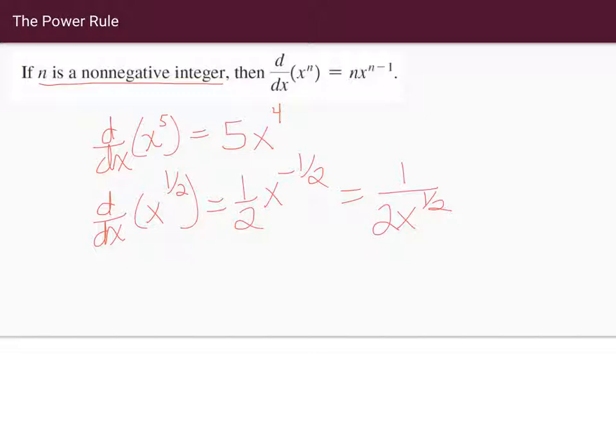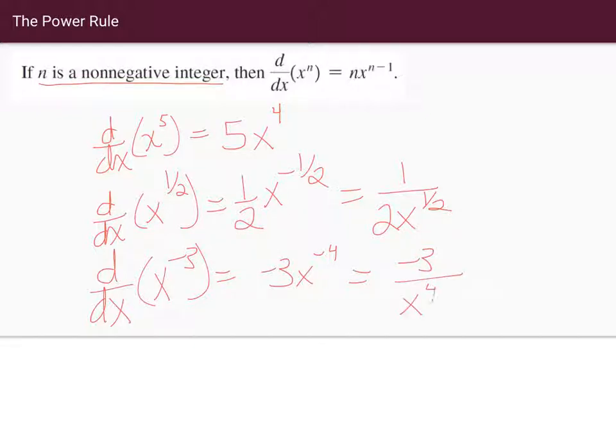Let's suppose the exponent is negative, x to the negative 3rd power. We do exactly the same thing. We bring down the exponent to turn it into a coefficient and subtract 1 off of the exponent. So the derivative with respect to x of x to the negative 3rd power is equal to negative 3 times x to the negative 4th power. And rewriting this in simplified form, we have negative 3 over x to the 4th power. And there we go. So that's how the power rule works.